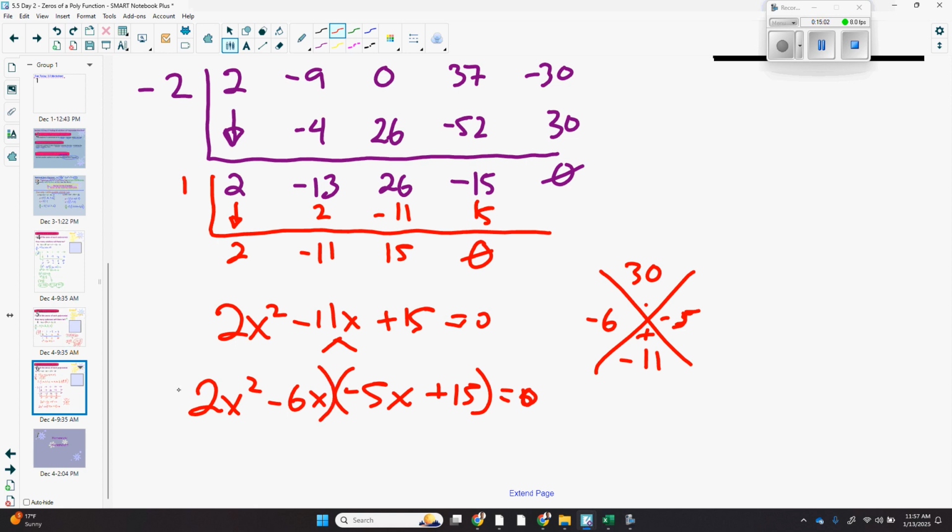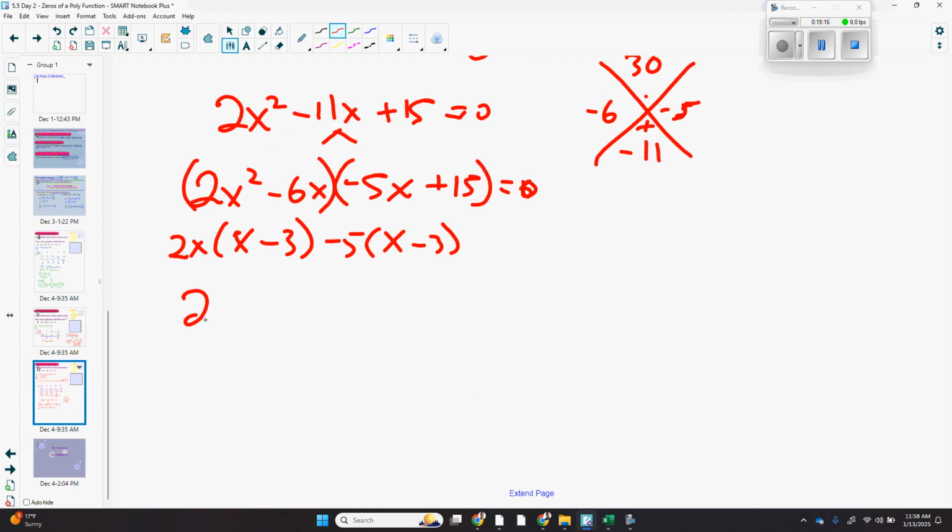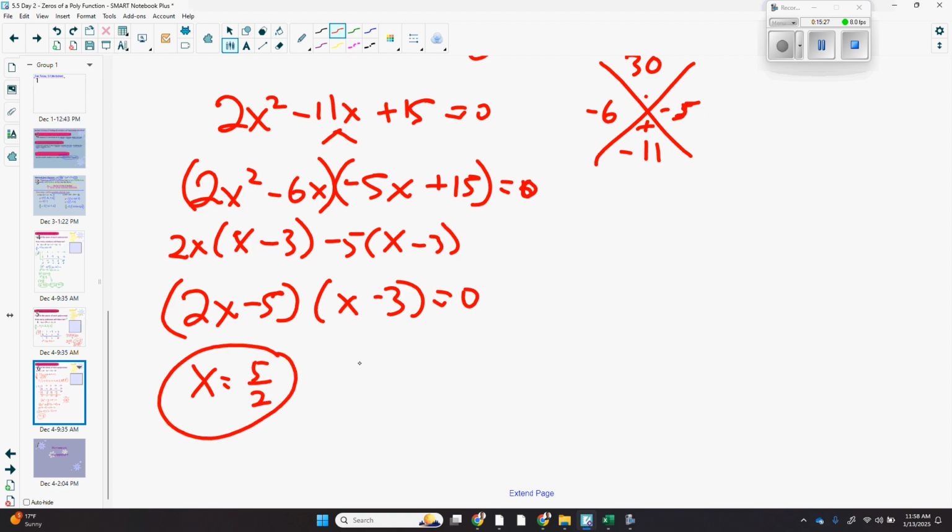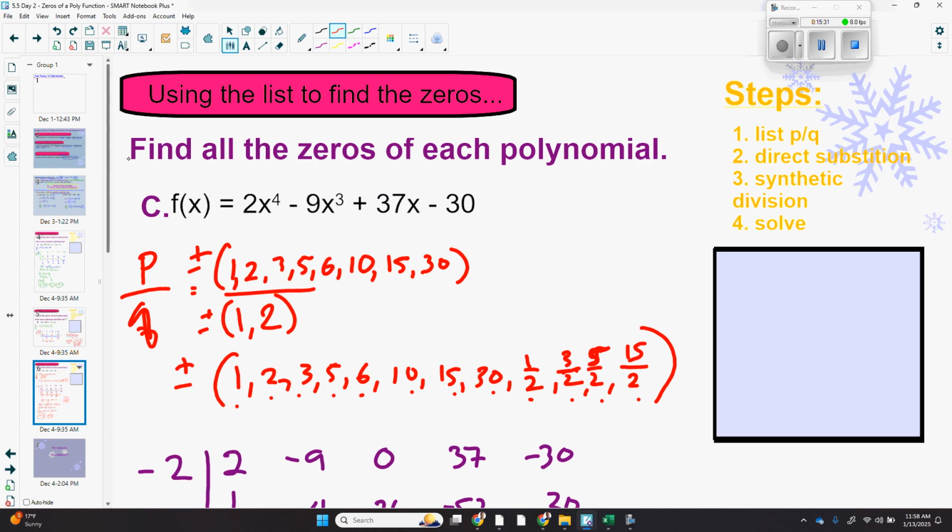I made it kind of work. Take out a 2x, leaving you with x minus 3. Over here, if I take out a negative 5, I'm also left with x minus 3. So I have 2x minus 5, x minus 3 equals 0. If I were to add 5 and divide by 2, this answer is going to be 5 halves. This one is going to be 3, which is interesting. 5 halves and 3 on the top are possibilities. 3 and 5 halves there.